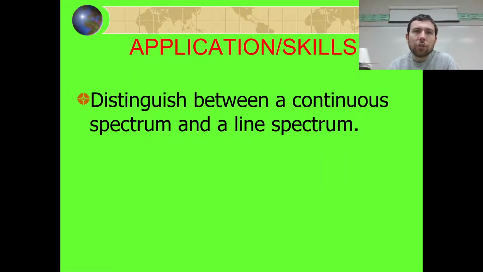All right, so that kind of leads us through our introduction to the electromagnetic spectrum, and I know that that's something that hopefully we're familiar with. Now, another thing that we need to be able to do is to be able to distinguish between a continuous spectrum of light versus a line spectrum of light.